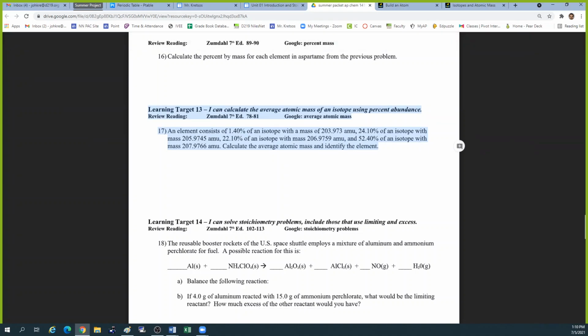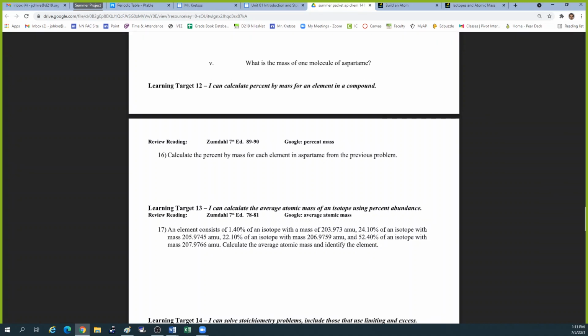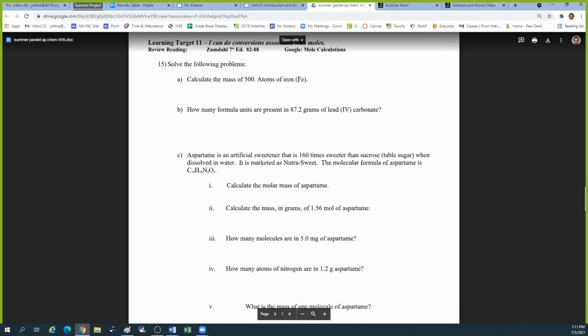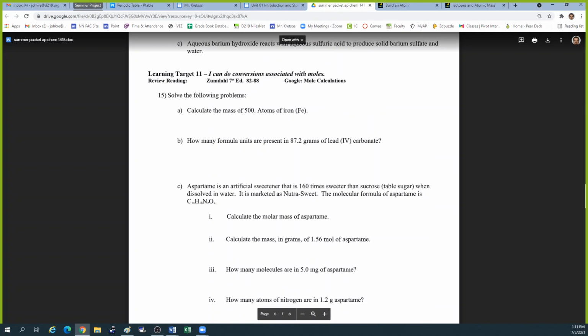Calculate the average atomic mass of an element using abundances, okay? So it looks like I'm skipping around, but this connected so nicely to what we just did with atomic structure. We covered it here. And then next time I'll start talking about molar mass, the mole concept, and those conversions. I'm going to stop the recording now.